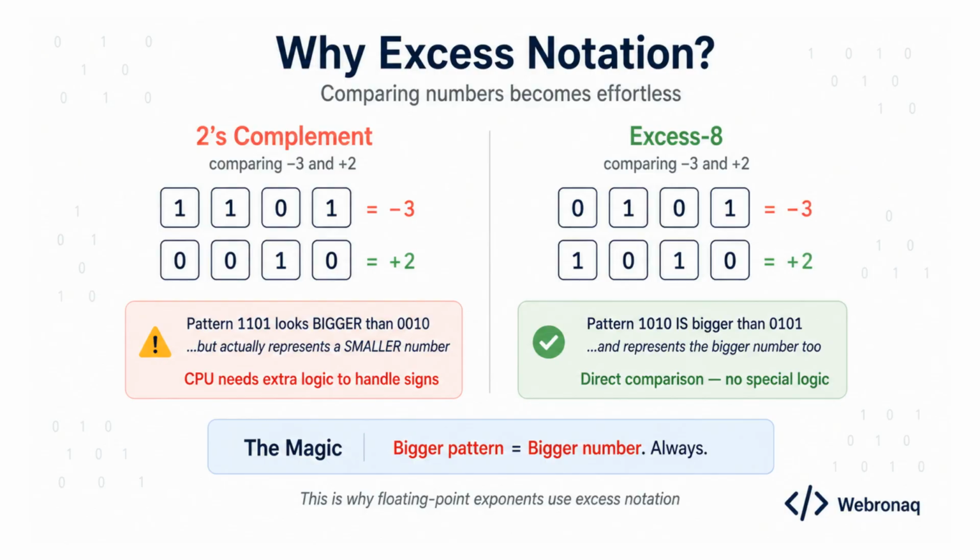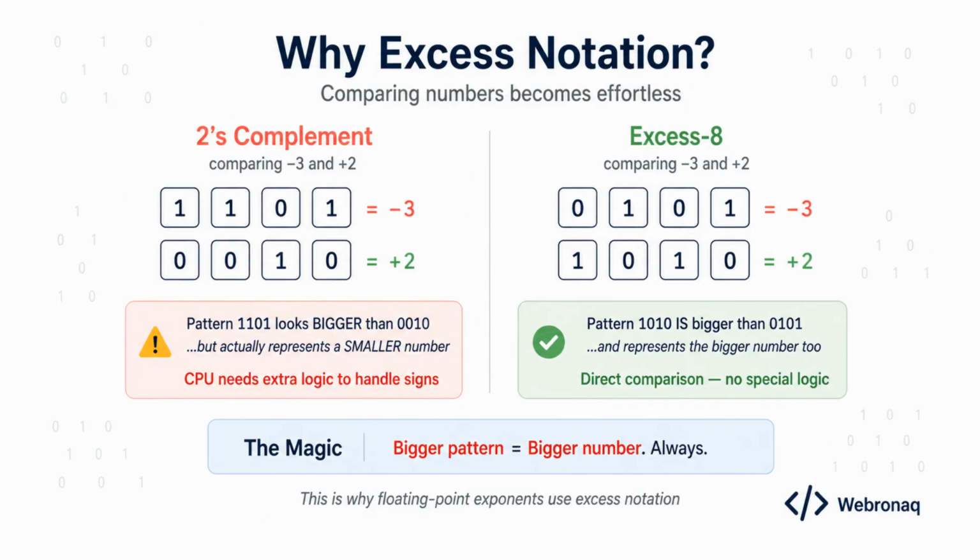Now look at the right side. In XS8, -3 is 0101, and +2 is 1010. And here, 1010 is genuinely bigger than 0101, both as a raw bit pattern and as the signed value it represents. The two orderings match perfectly. This is the real superpower of excess notation. The bigger the binary pattern, the bigger the actual number. Always. No exceptions, no sign bit handling, no special cases.